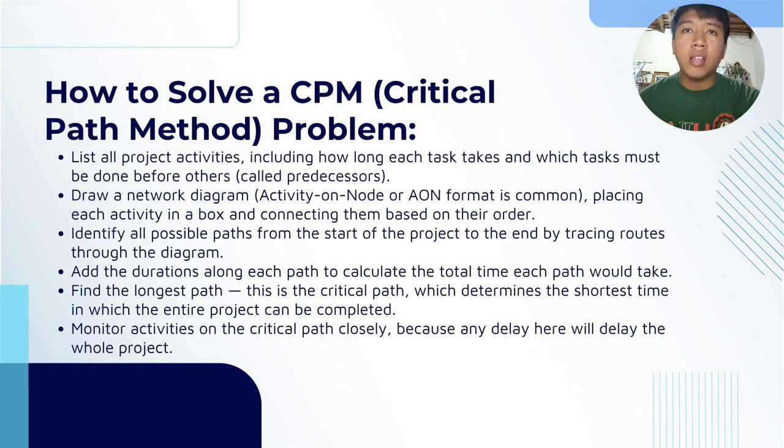Next is sequence the activities. So sequence the activities, an example is what you can see in the slide, activity on node. So in activity on node, the sequence is activity A, activity B, activity C, activity D, E, and F. And then next is draw a network diagram.